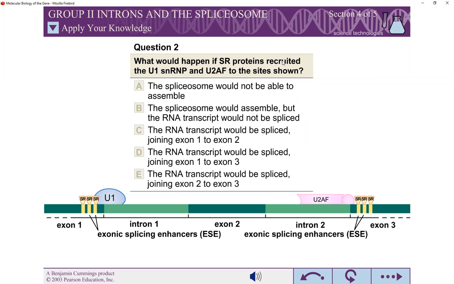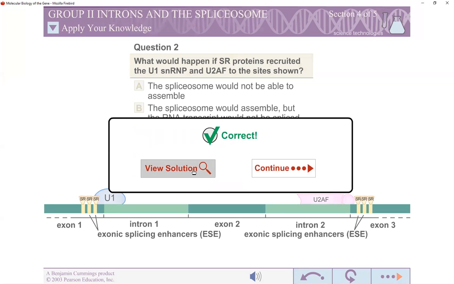What would happen if the SR protein recruited the U1 snRNP and U2AF at the sites shown in the figure? So these are the sites, but there is no branch point adenine. The spliceosome would not be able to assemble. The spliceosome would assemble, but the RNA transcript would not be spliced. Maybe this. Exon 2 and exon 3. No, exon 1 and exon 3. Correct. Okay, how does this take place?